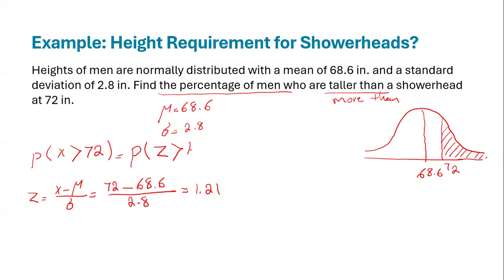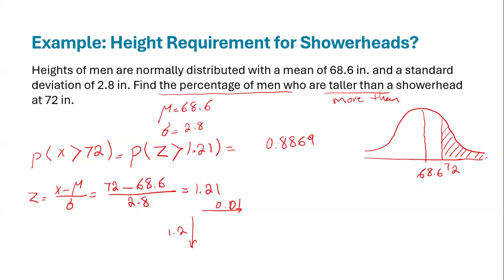The z-value should be more than 1.21. That means you're trying to find the area to the right of 1.21. Look at the table. On the left side, look for 1.2, and on the top, look for 0.01. And the number that you get for the area is 0.8869.